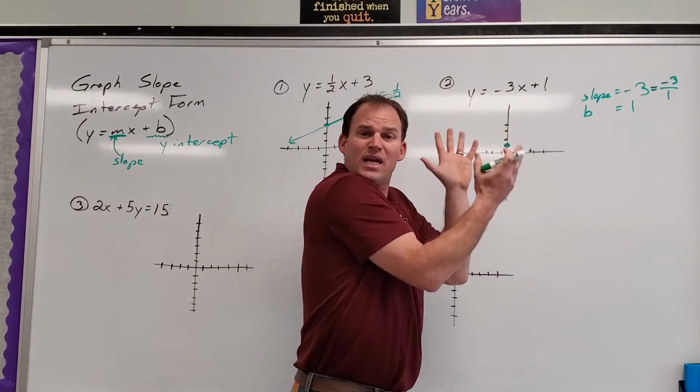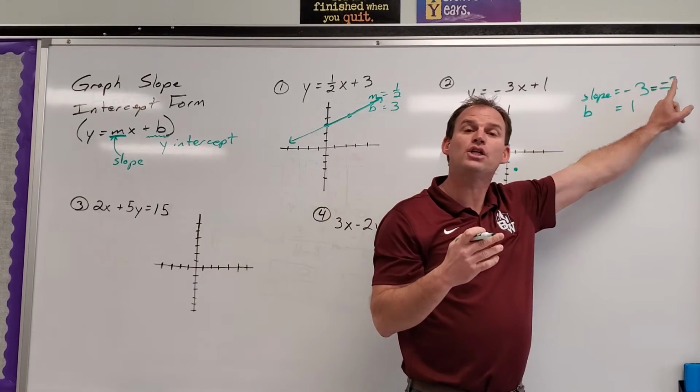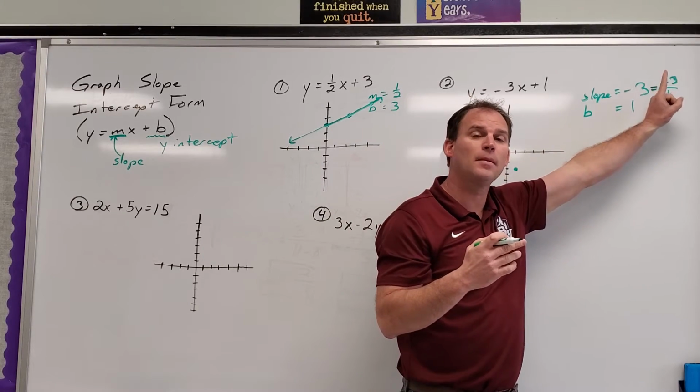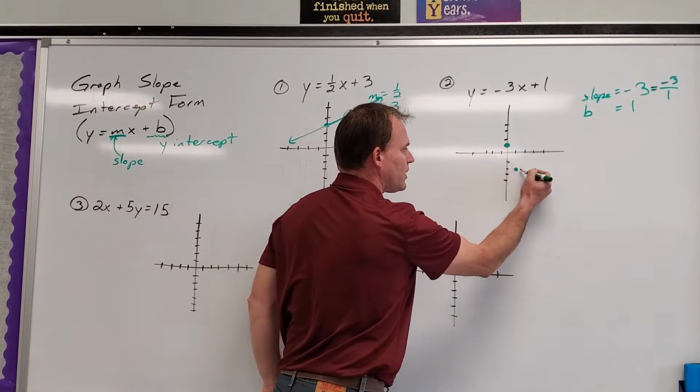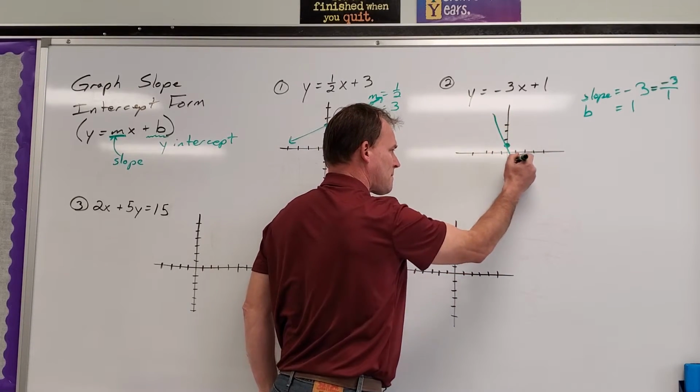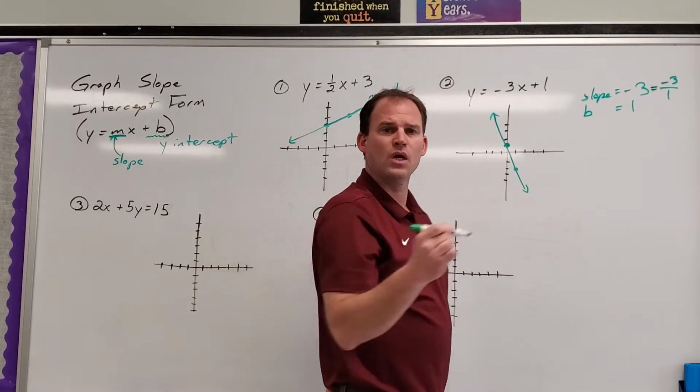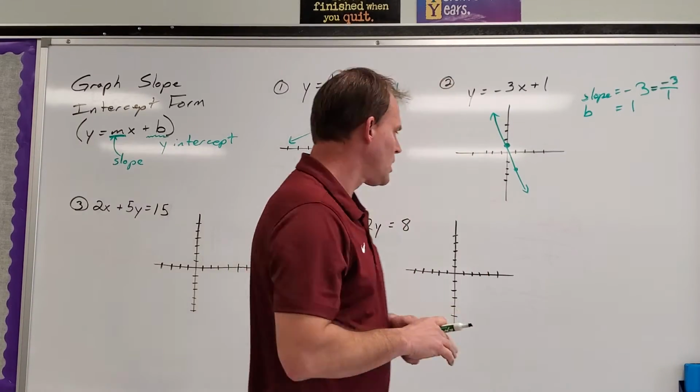Notice I didn't go anywhere near a -3. These are directions to find the next point. It is not a specific location on the graph. Down 3, right 1. Draw your line. Okay?